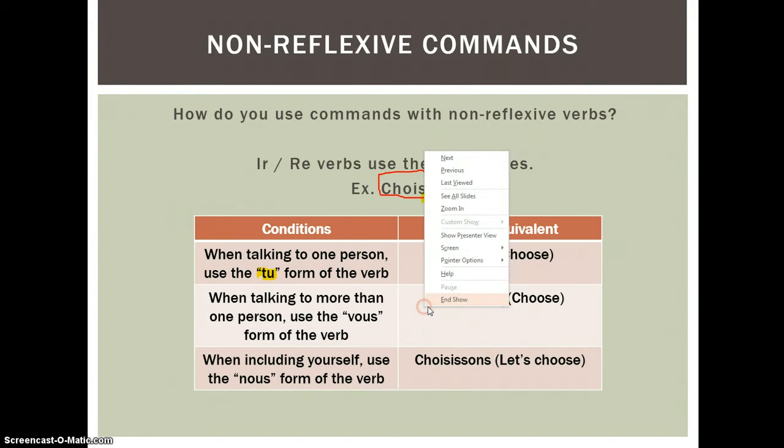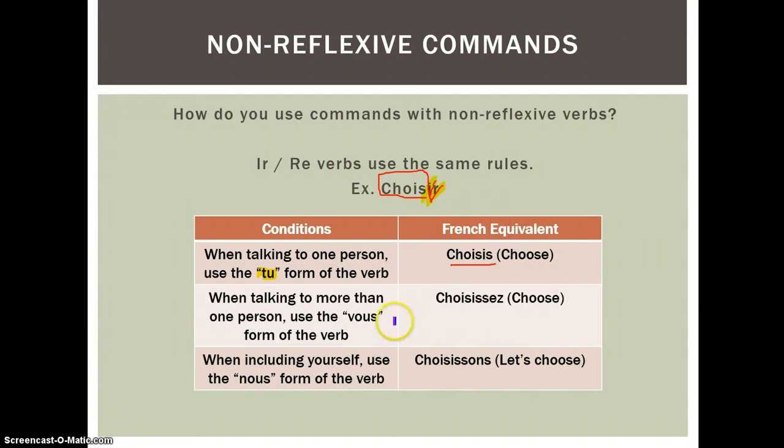If you're talking to more than one person, then you're going to use the vous form of the verb. Again, you're going to drop your IR. You're left with this as your stem, and you simply add your ISSEZ as your ending. That's the vous ending. Choisissez. Choose. You're talking to more than one person.